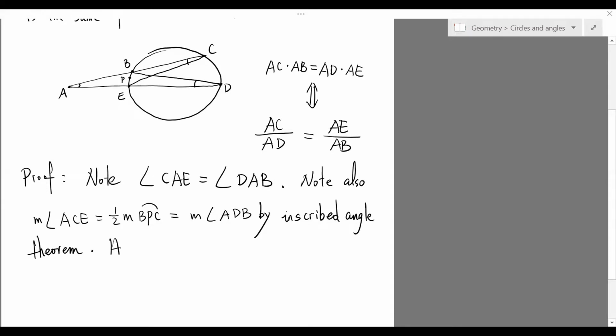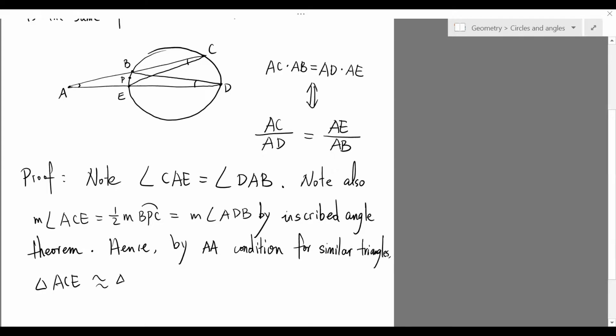Hence, by the AA condition, the angle condition for similar triangles, we have the triangle ACE similar to the triangle ADB.